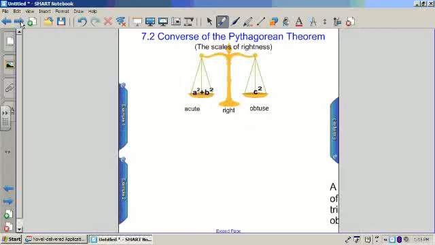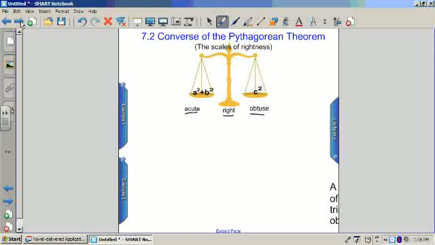What I did is I copied some clip art. Normally I draw scales that don't look quite as pretty, but I'm going to draw scales, and on the left-hand side of my scale, I'm going to put a squared plus b squared. That's what's going to be inside the scale. On the right-hand side, I'm going to put c squared. And then below the scale, in this order, I'm going to put acute, right, and obtuse. I'm going to use those to figure out what type of triangle I have.